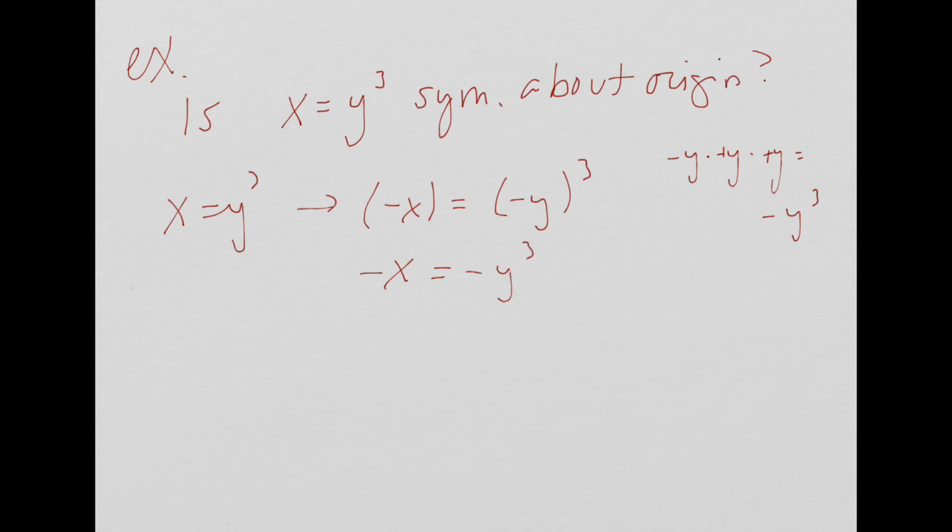I think we can simplify this one more step: divide both sides by a negative 1. So I get x equals y cubed. If you compare the simplified to the original, they are the same. So my answer here is yes. So just remember, if you're talking about symmetric about the x-axis, replace y with negative y. Symmetry about the y-axis, replace x with negative x. And the origin, replace both.